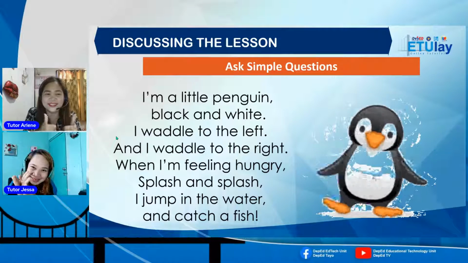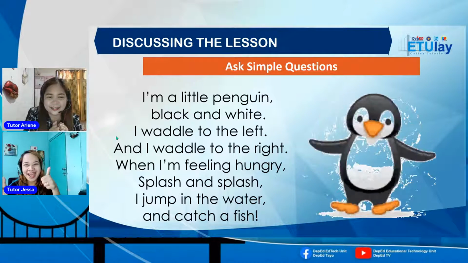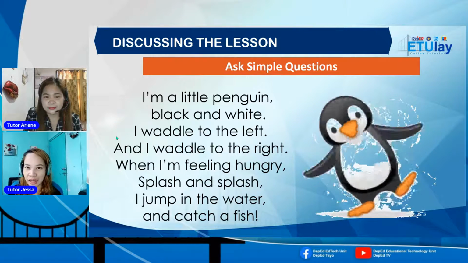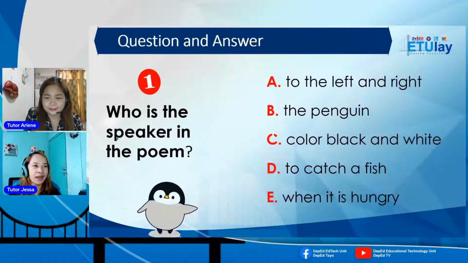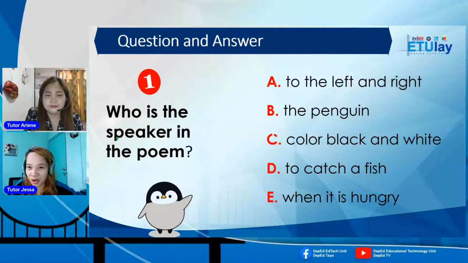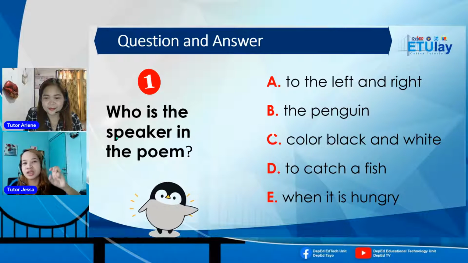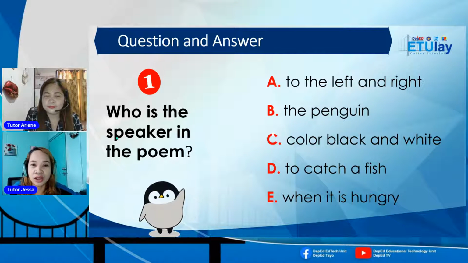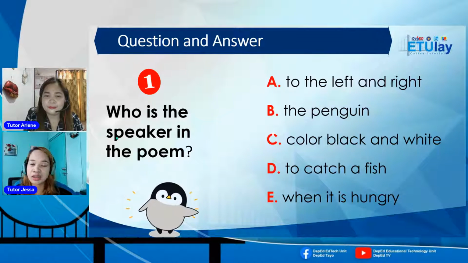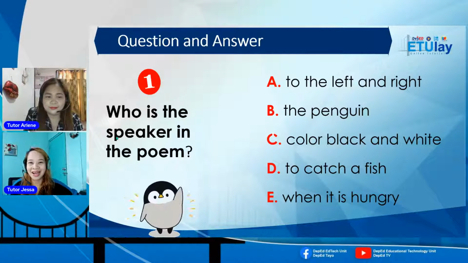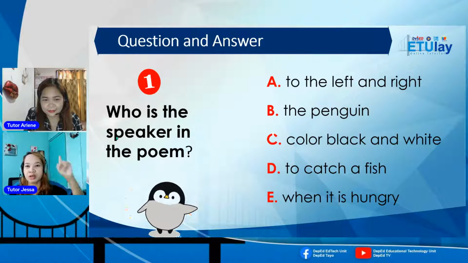Good job! Yay! Okay, so tignan natin, Tutor Arlene, kung naintindihan nila ang ating short poem na yan. Okay? So, for number 1, kids, so let's answer number 1. So, who is the speaker in the poem? Okay, so is it A, to the left and right, or B, the penguin, letter C, color black and white, or letter D, to catch a fish, or letter E, when it is hungry? Okay, so question number 1, who is the speaker in the poem?